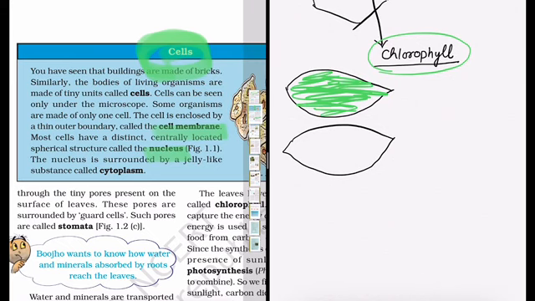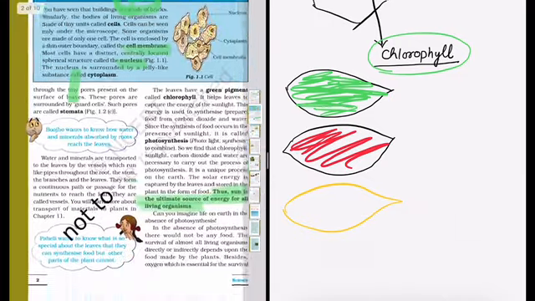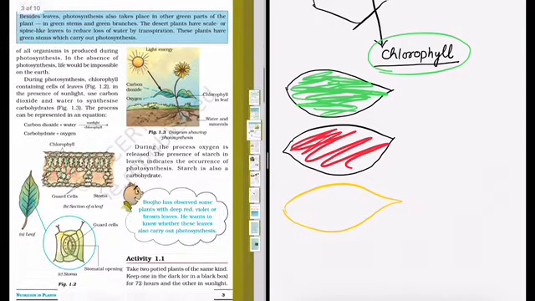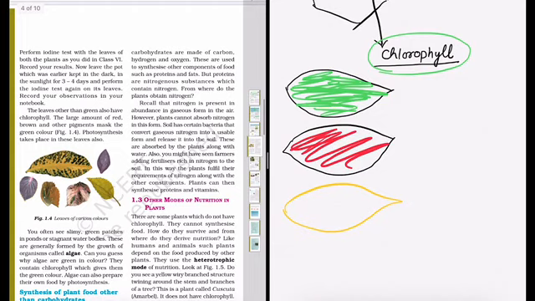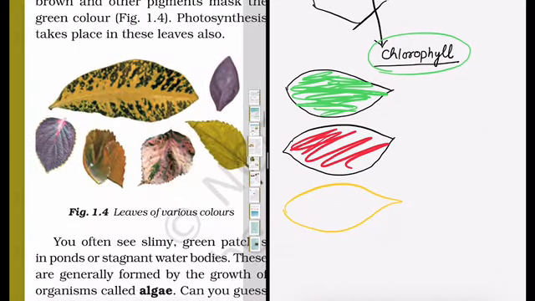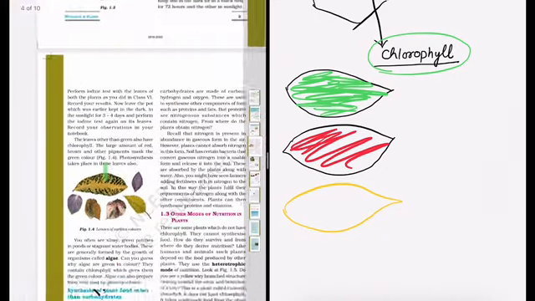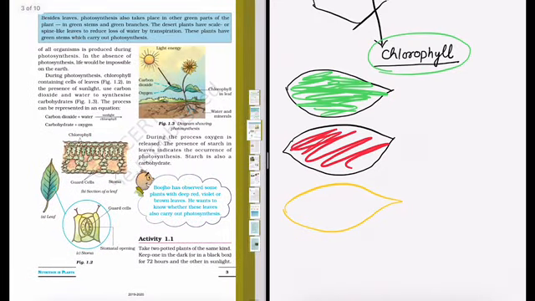Some leaves are red in color, some are yellow in color. So leaves of different colors are also there. What does it mean? Does it not contain chlorophyll? No, it may, see, it is here. Besides chlorophyll, there are other molecules also that are similar to chlorophyll. They can also trap the energy of the sun. So there is one special thing in the plants, the chlorophyll and some molecules like that which can trap the energy of the sun.